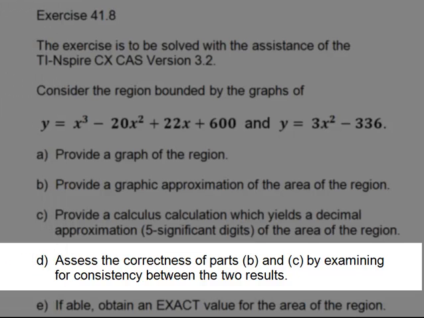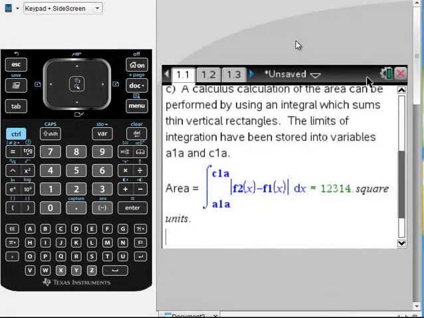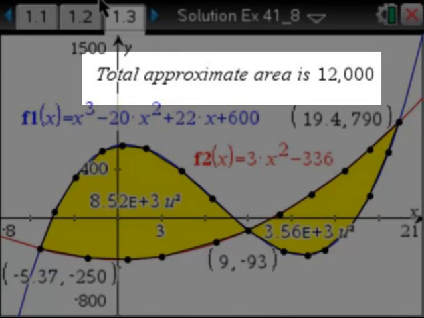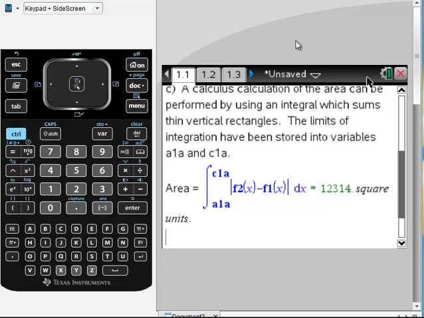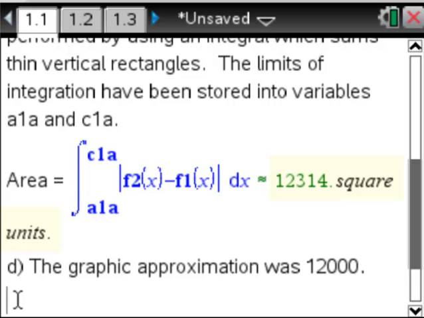Part D. Assess the correctness of parts B and C by examining for consistency between the two results. Well, let's look back at that graphic approximation. We found it was 12,000 square units on a graphic approximation. Okay, let's record that. Now let's look back at that calculus calculation. It was about 12,300. Oh, let's record what it is with 5 digits there. The calculus calculation was 12,314. Oh, this looks very good.